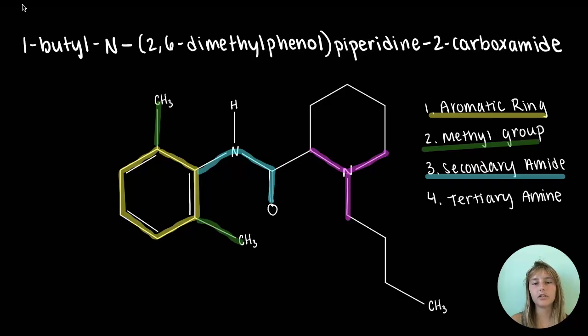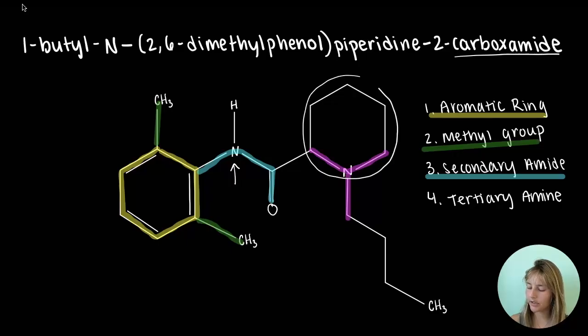Next, we need to determine the highest priority functional group, which in this case is the amide. So we place this at the end, calling it carboxamide. Then we determine that this is the parent chain, which in this case is called piperidine. And when we label this ring, we can see that the amide is connected on the second carbon of the chain, or the second labeled molecule. So this gives us piperidine 2-carboxamide.